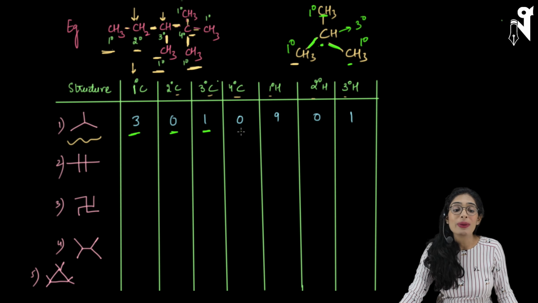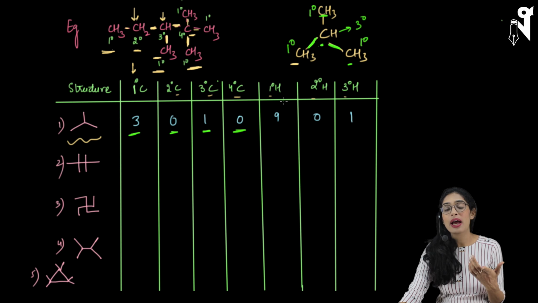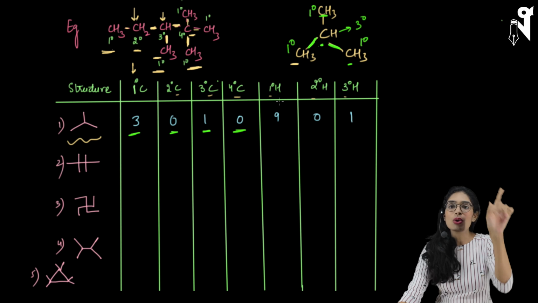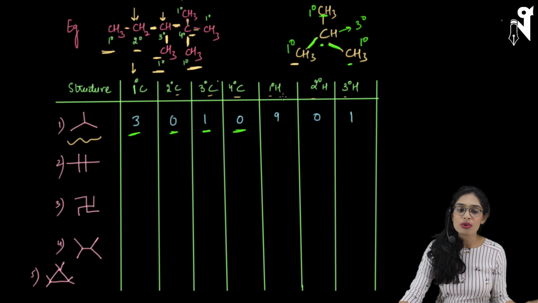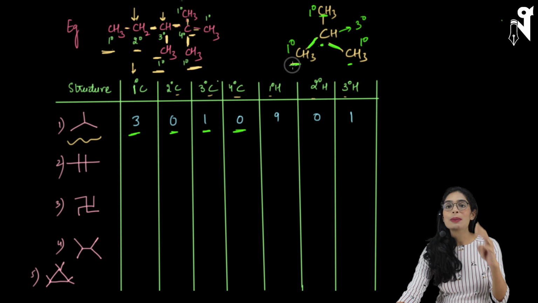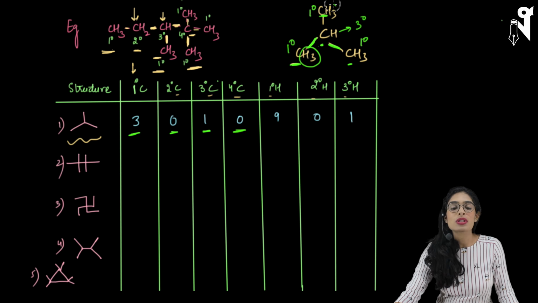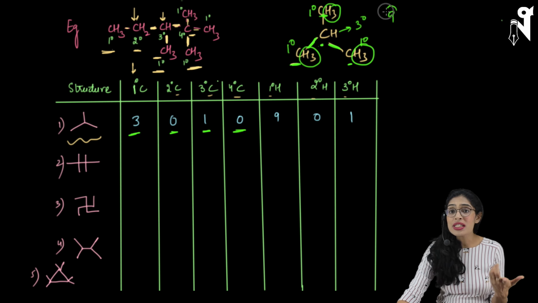Now I have to figure out how many primary hydrogens I have. And how will we decide that? That will be decided on the basis of how many primary carbons I have. We will count all the hydrogens of those primary carbons, and that will give us the count of primary hydrogens. So I have one primary carbon over here, one here, and one here. So basically three primary carbons, and each carbon has three hydrogens. So the total number of primary hydrogens is going to be 9. So 9 primary hydrogens.